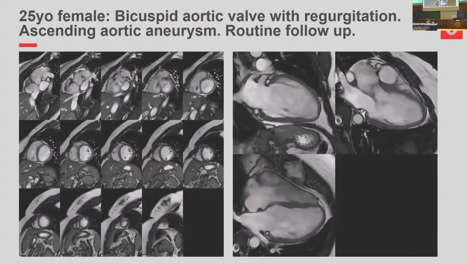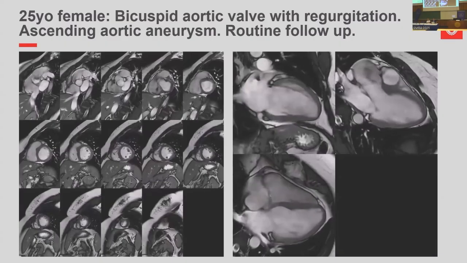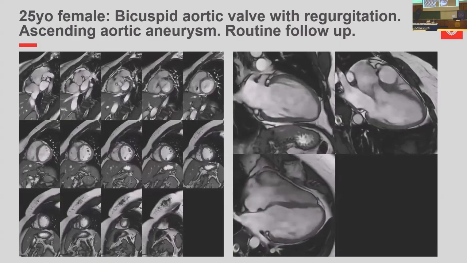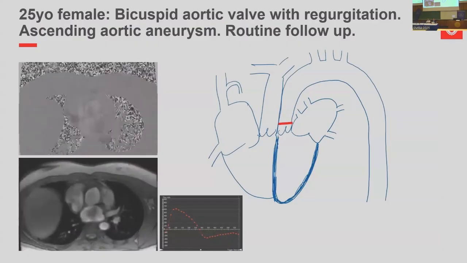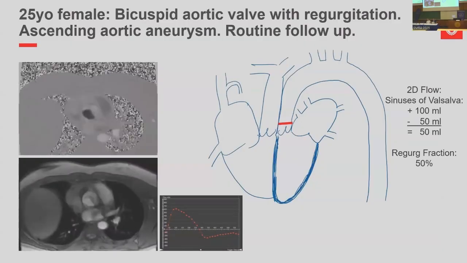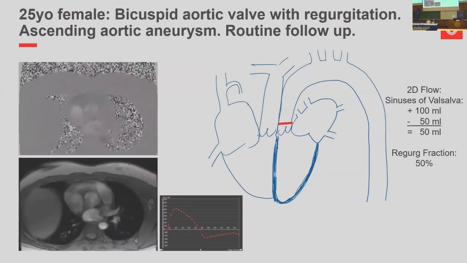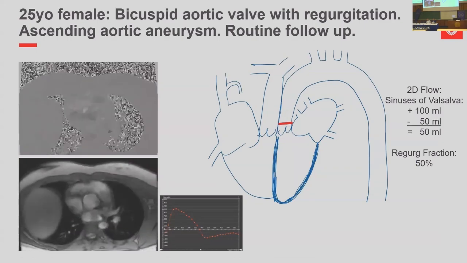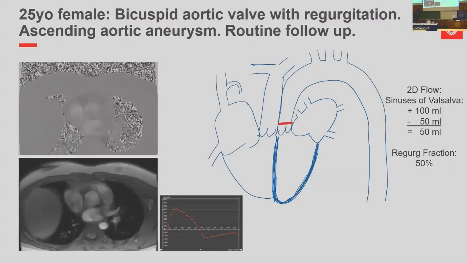As the size of the regurgitation jet can vary with varying TE and plane placement, the size does not allow the grading of the regurgitation. That's what we need the flow measurements for. In this case, we positioned our 2D plane at this level of the sinuses of Valsalva. Using 2D flow, we measured 100 milliliters of forward flow and 50 milliliters of backward flow in the sinuses of Valsalva. This corresponds to a regurgitation fraction of 50%. That would be a moderate regurgitation.